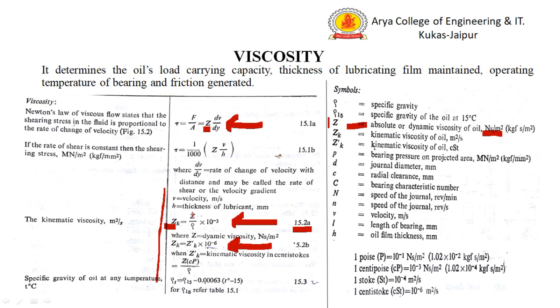Here Zk is Z upon rho. Rho is the specific gravity at any temperature. It is given by equation 15.3: rho T, meaning rho at any temperature, is equal to rho at 15 degrees centigrade minus 0.00063 times (T minus 15). So we can calculate the specific gravity at any temperature of the oil.